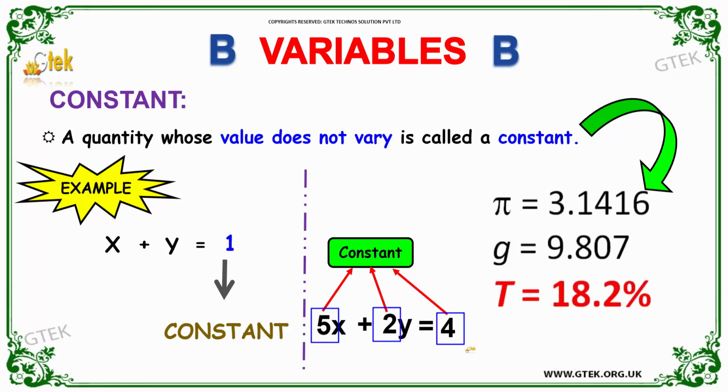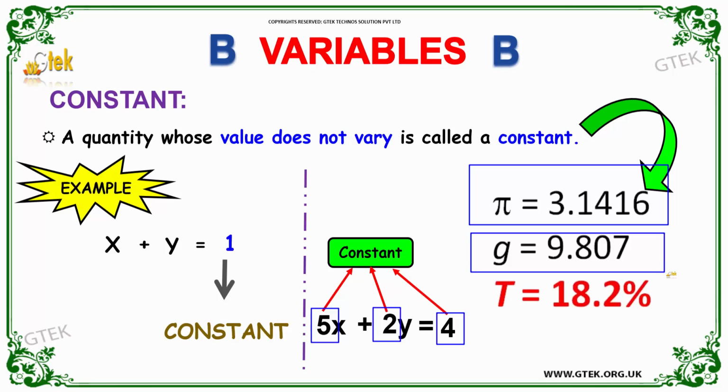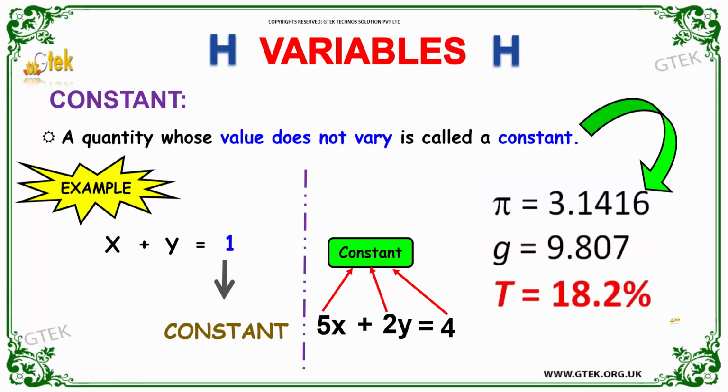We have some other examples for constants. The value of pi, that is 3.14, and the value of g, that is 9.8, gravity, and other values which cannot be changed. So these are some of the examples of a constant.